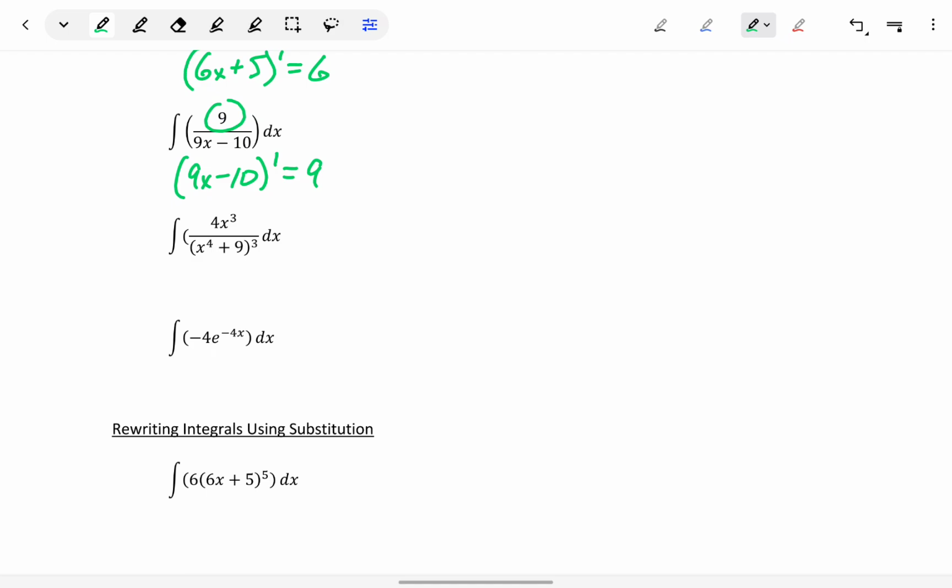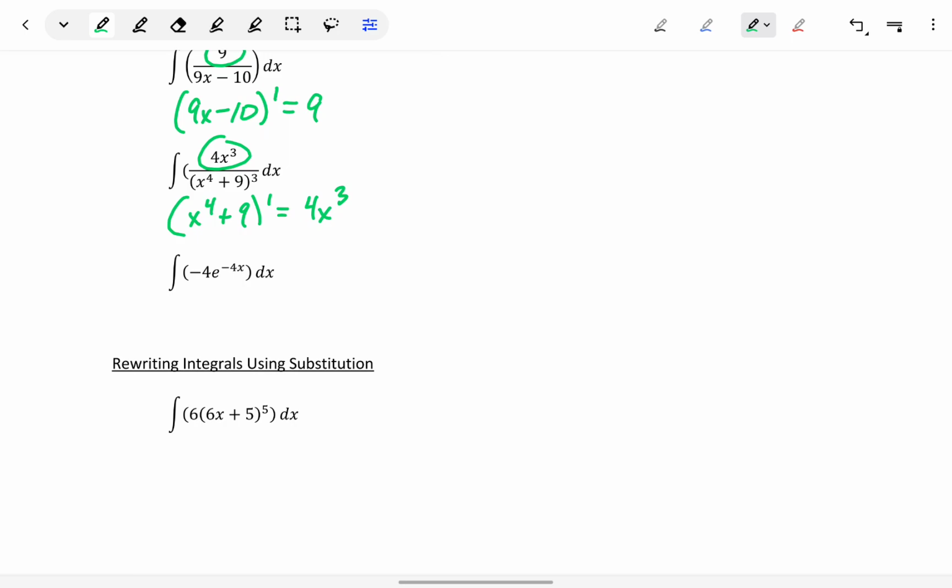Then we have 4x cubed over x to the 4th plus 9 cubed. The interior function here is x to the 4th plus 9. If we take its derivative, we get 4x cubed, which again matches up strategically with another part of the problem.